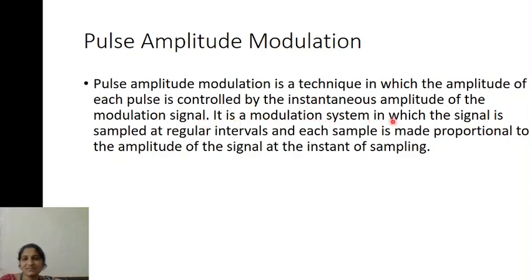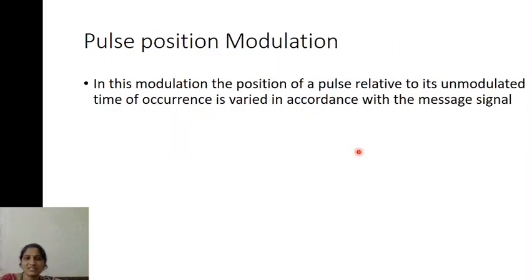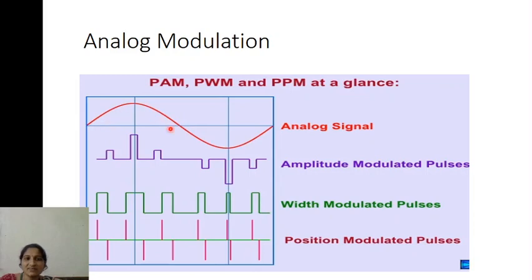In this modulation system, the signal is sampled at regular intervals and each sample is made proportional to the amplitude of the signal at the instant of sampling. So here you can observe in this waveform, this is the given input signal, analog signal. For this you are providing a carrier sample signal so that the output will be like this. See here, at this point the amplitude is more, the magnitude is more. So relatively you need to mention the pulse having the highest amplitude, and here you are having the lowest amplitude. So here you are giving 0.